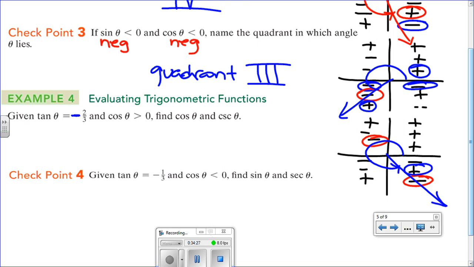Okay, and we need to find the cosine. And we have to find cosecant as well.